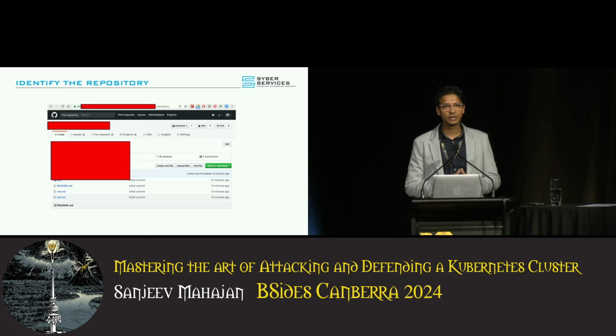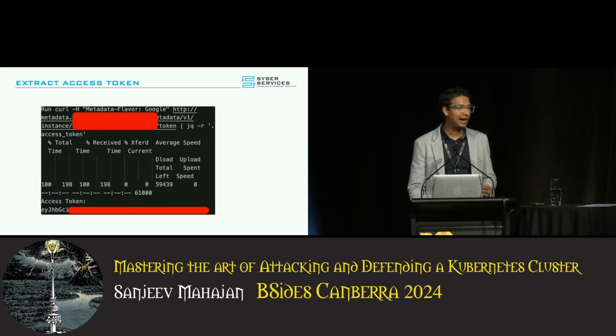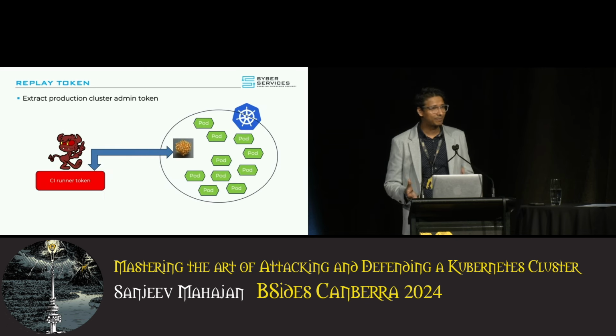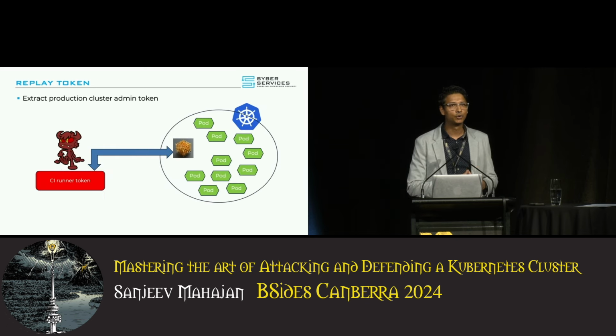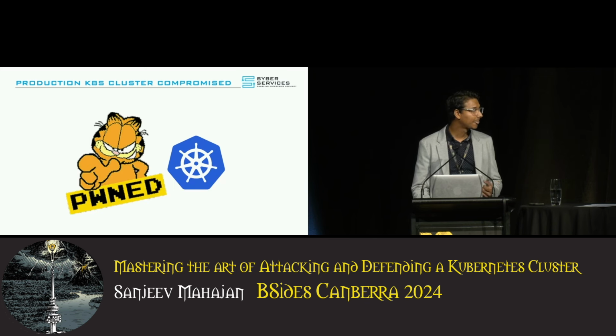And we just exploited that. We wrote a simple Python script and extracted the access token for that runner using the metadata APIs. And there it was. We had the access token of the runner who could get secrets for the pod which is running in the production cluster. So the best part was we got the runner token, replayed it, and got the secrets for the pod that was running with cluster admin.